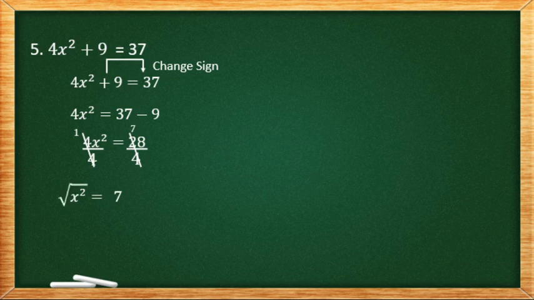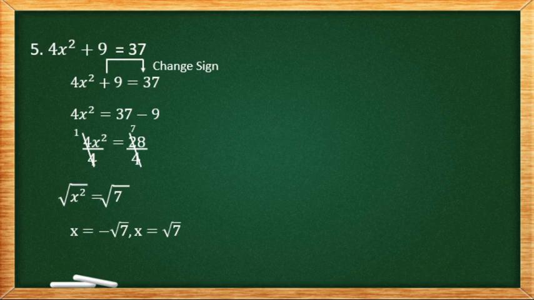Square root of x squared and square root of 7. Square root both sides. Now, 7 is a prime number. So, anong sagot natin dyan? So, the answer is x is equal to negative square root of 7 or square root of 7.